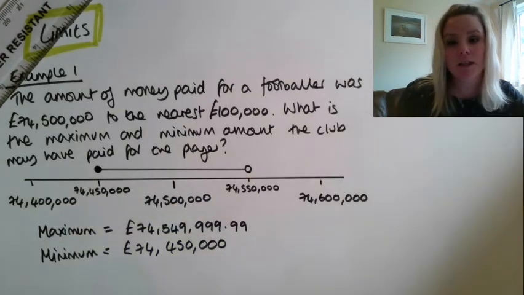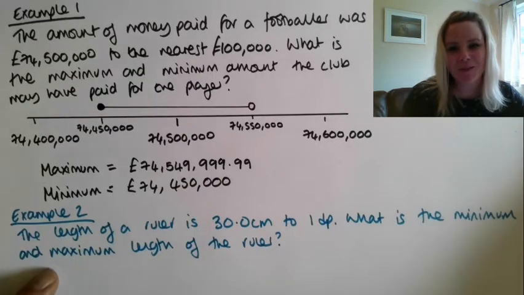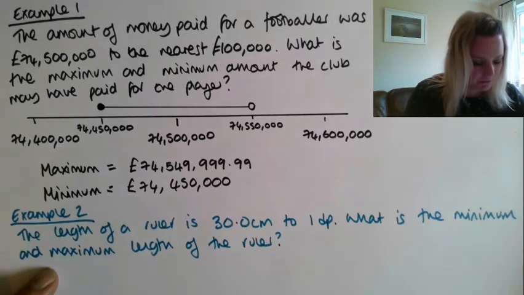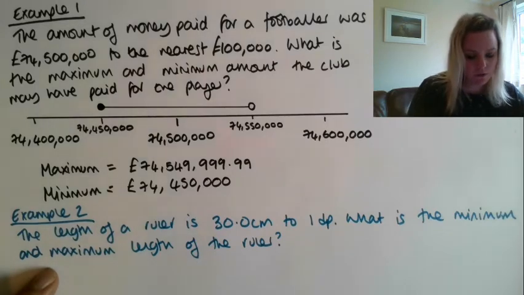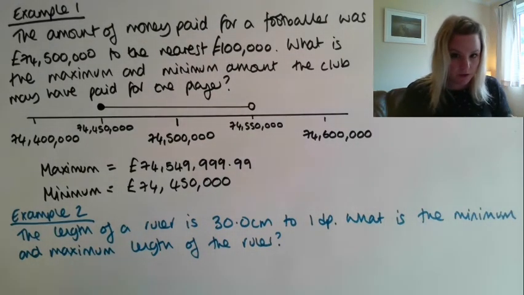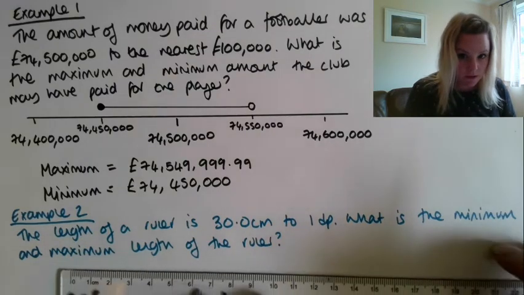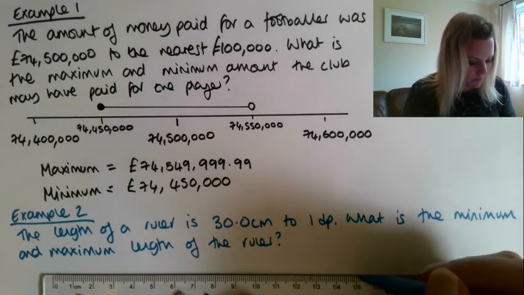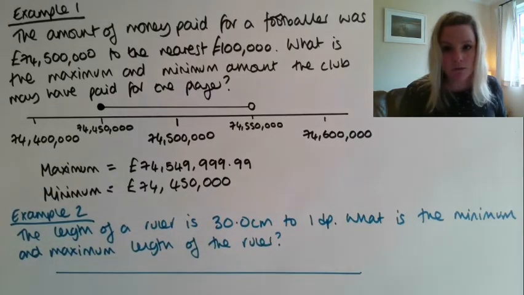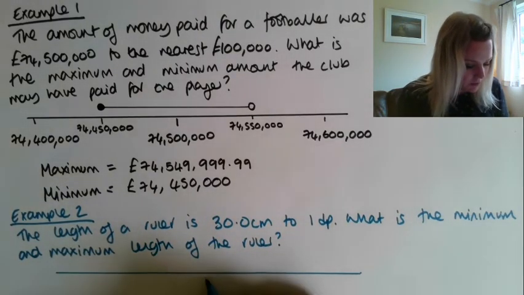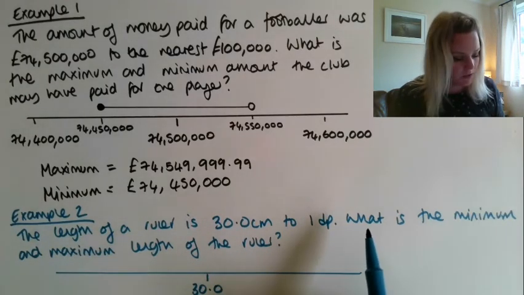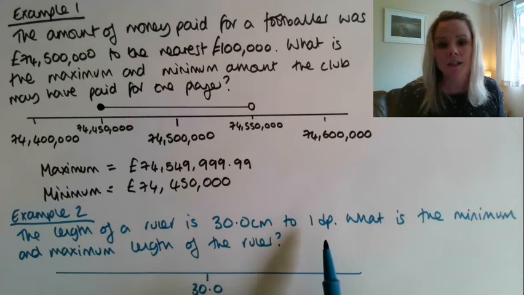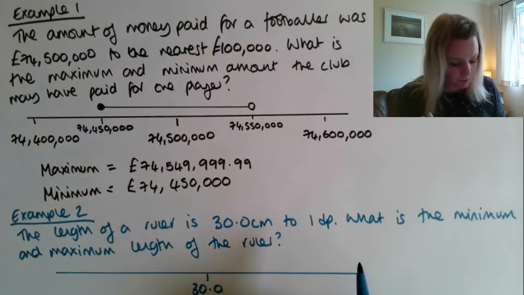Okay, let's look at one more example. Okay, so example 2. The length of a ruler is 30.0 centimeters to 1 decimal place. What is the minimum and maximum length of the ruler? So again, start off with our number line, and we put our number that we're rounding to right in the middle. So 30.0. Now see the way in this question it tells us we're going to 1 decimal place. That means we go 0.1 above and 0.1 beneath.